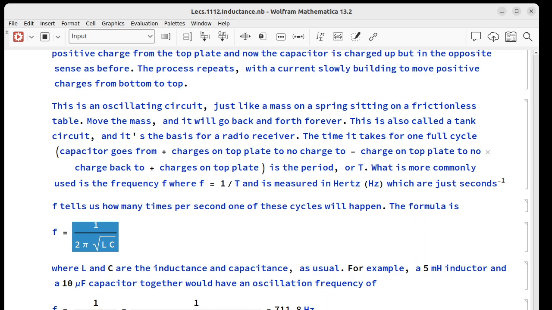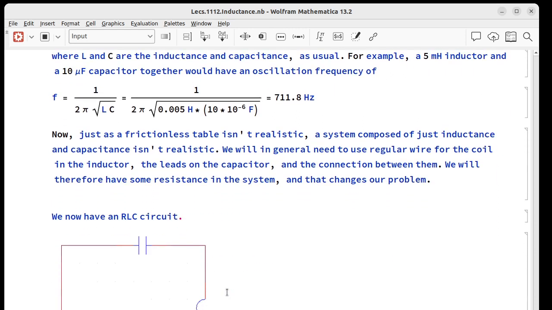Now, just like we can't really have a mass on a spring on a frictionless tabletop sliding back and forth forever, there's no such thing as a system that's just an inductance and a capacitance. We'll have wire connecting them. The leads on the capacitor will have some resistance. The wire making up the coil in the inductor will have some resistance. So there's going to be some R there, and now we would call it an RLC circuit. We still pretend like we have perfect capacitors and inductors, and we add this perfect resistor.